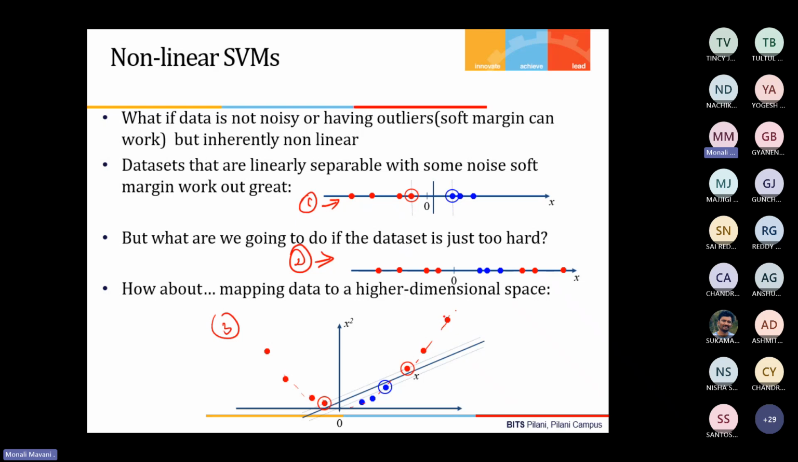We have bent this original one-dimensional data, and by bending, you see that we can pass a linear decision boundary, which can differentiate clearly between the red class and the blue class. This is the intuition of nonlinear SVM.